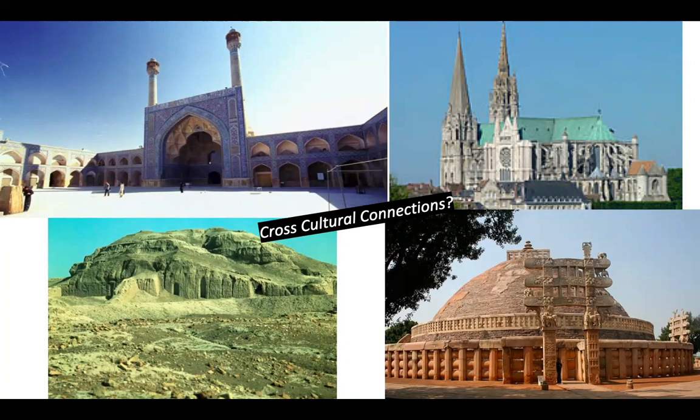Okay, cross-cultural connections here. You have the Great Mosque of Isfahan on the top left. Okay, you have the Great Stupa at Sanchi, and that won't be on the test either. You have the Chartres Cathedral, that's Gothic, soaring verticality on the top right. And then you have the White Temple and its ziggurat, and these are all places of worship, different places you would go to worship.